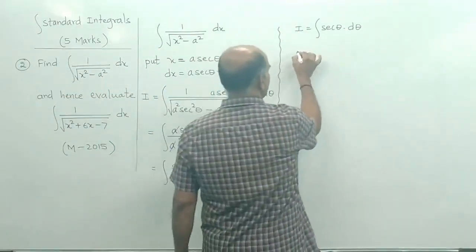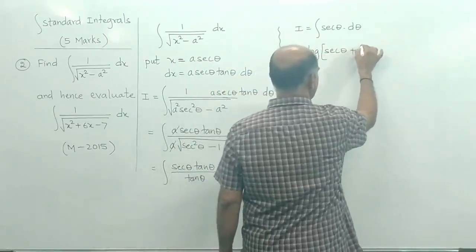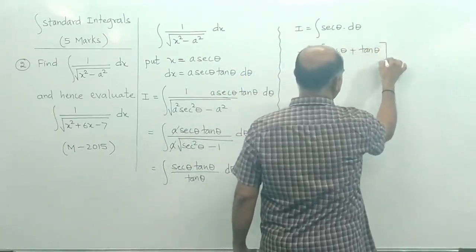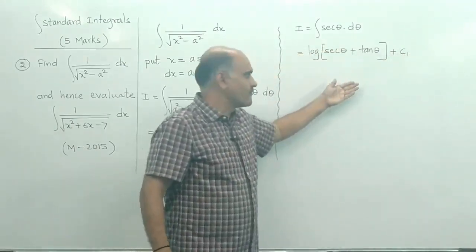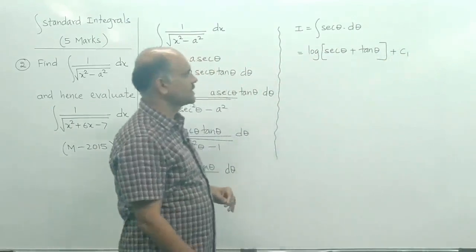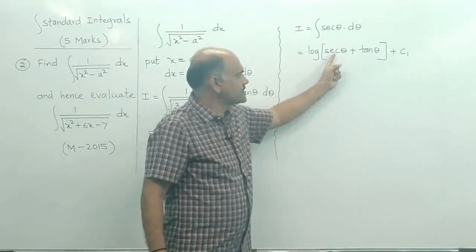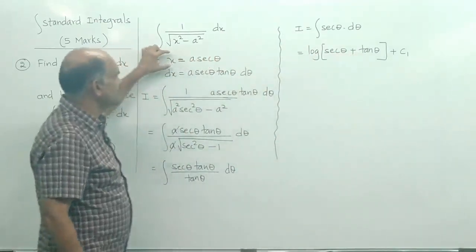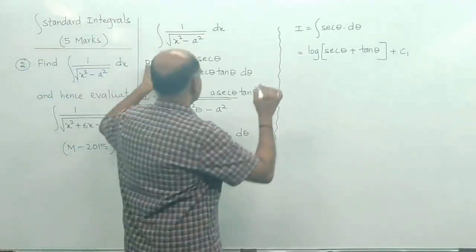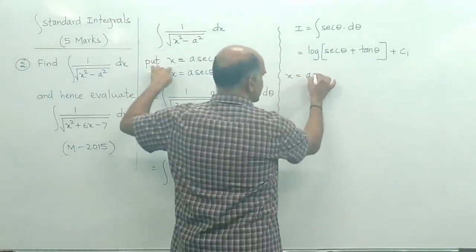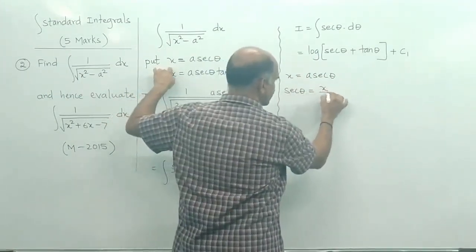Integration of secant theta formula is log into bracket secant theta plus tan theta bracket complete plus C1. Instead of C I will write C1. Finally we can write C. Now the answer should be in terms of x. So we substitute secant and tan theta from what we have taken in the put. So x is equal to a secant theta, therefore secant theta will be equal to x by a.